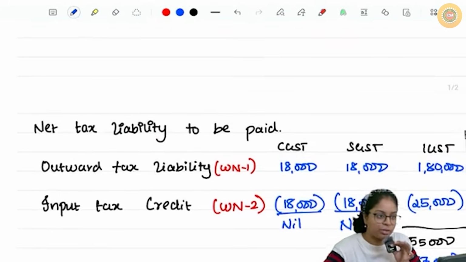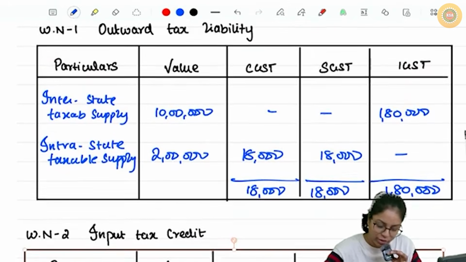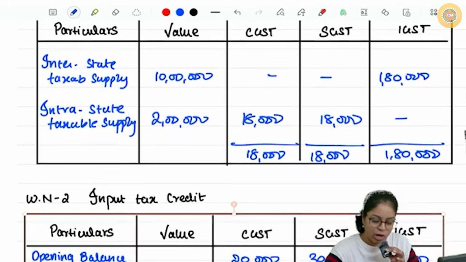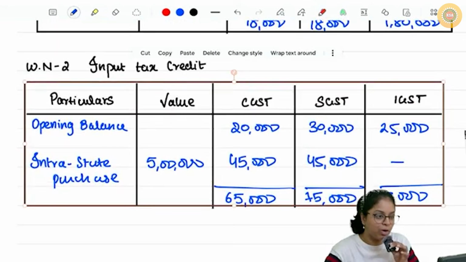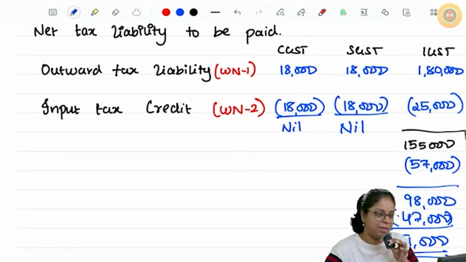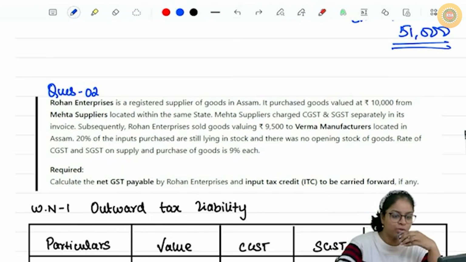I'll just scroll through the entire solution also, in case you want to take a screenshot or make a note of it. So we started with working note number 1, which was outward tax liability. Then working note number 2, which was input tax credit. And last is your net tax liability to be paid. Right? So let's move on to the next question.